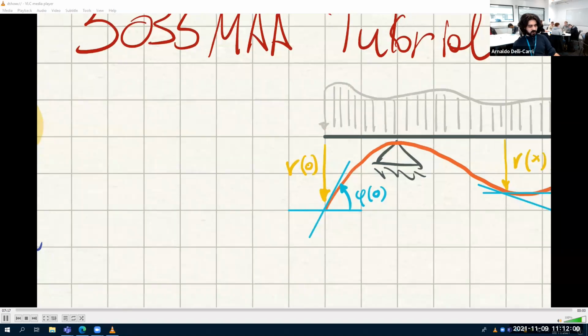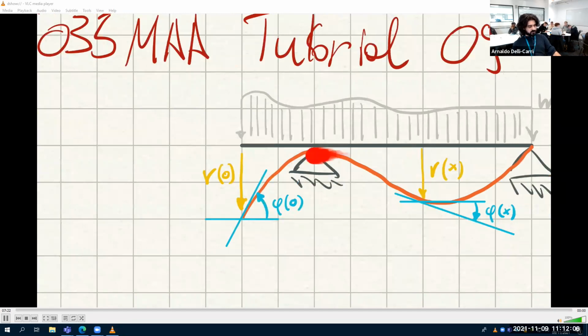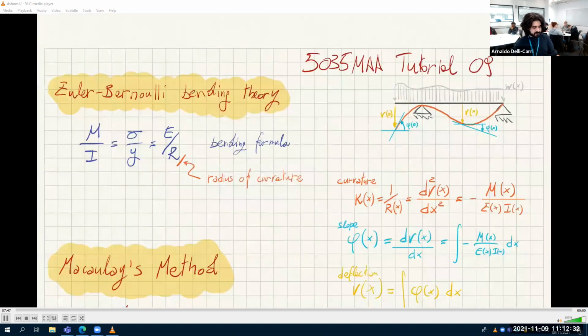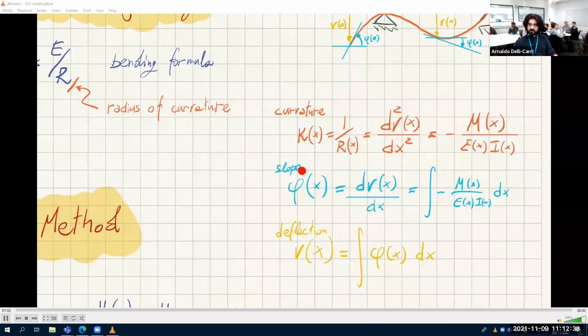As you can see, for every generic point, you have V of x that changes. V of x is 0 in this point, and V of x is 0 in this point. And you have a certain angle, a certain slope as well, phi of x. Every point has its own. Phi of x is almost 0 here, and almost 0 here. Where you have a maximum or a minimum, the slope is 0. That's how it works.